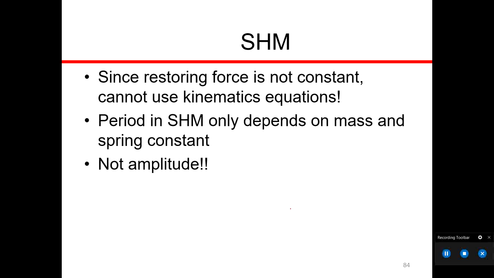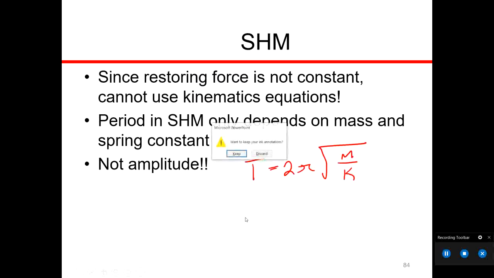Okay, so let's take a moment. I'll write the equation down. So we can calculate the period, which is equal to 2 pi, again, this will be familiar if you have studied this in math, times the square root of mass over your spring constant. So it's not dependent on anything but mass and spring constant. So to see this, let's go back and take a quick look at our simulation.